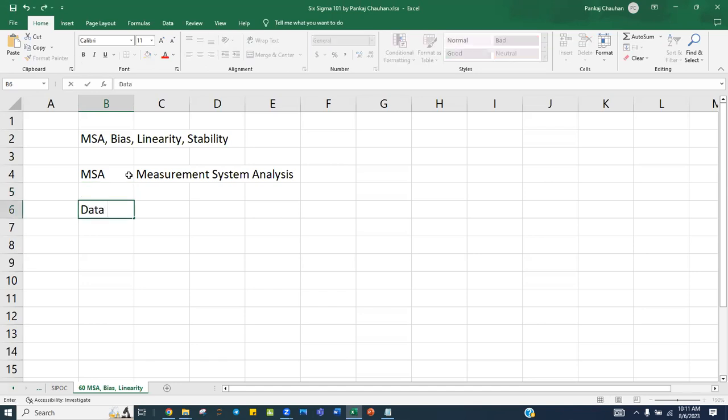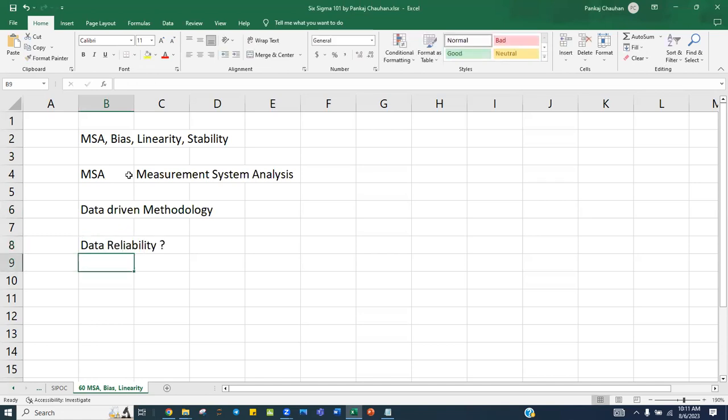Six Sigma is a data-driven methodology for process improvement. In everything, whenever we make a decision, we rely on the data. How about if your data is not reliable? Will our decision be reliable? Of course, the answer is no. So what is the guarantee that the data which we are processing to make the business decision is reliable enough? Whenever we have a question that data is not reliable, then we do the measurement system analysis.